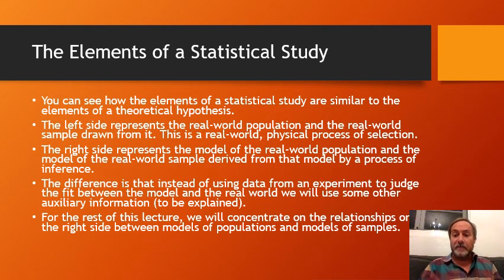So we can see broadly how the elements of the statistical study are similar to the elements of the theoretical hypothesis that we've been covering so far. Again, we've got the real world on the left side, the population and the sample drawn from it. On the right side, we've got the model and the model of the sample that's derived from the model. The process on the left side is a physical process of examining actual people, asking them questions, giving them surveys, whatever your process of taking the sample is. On the model side, it's going to be a process of inference from the model.